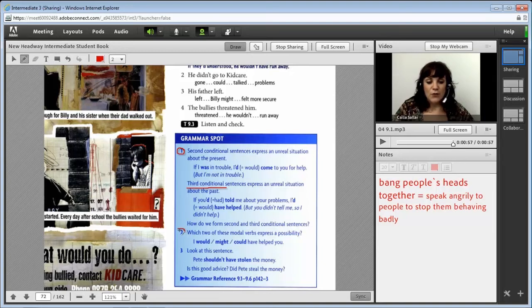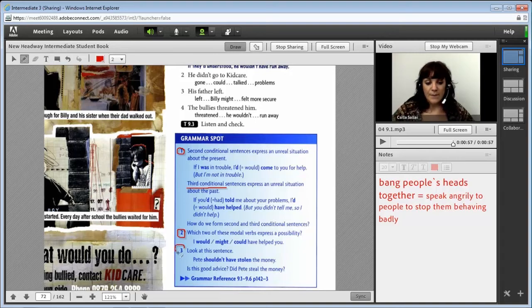Have a look at number 2. Which two of these modal verbs express a possibility? I would have helped you, I might have helped you, or I could have helped you. So which two express a possibility? I would have helped you means I would have done that, definitely, for sure, 100%, if you had told me about your problems, but you didn't tell me, so I didn't help. I might have helped you expresses possibility, and I could have helped you again expresses possibility. That's right. So the last two, might have and could have.